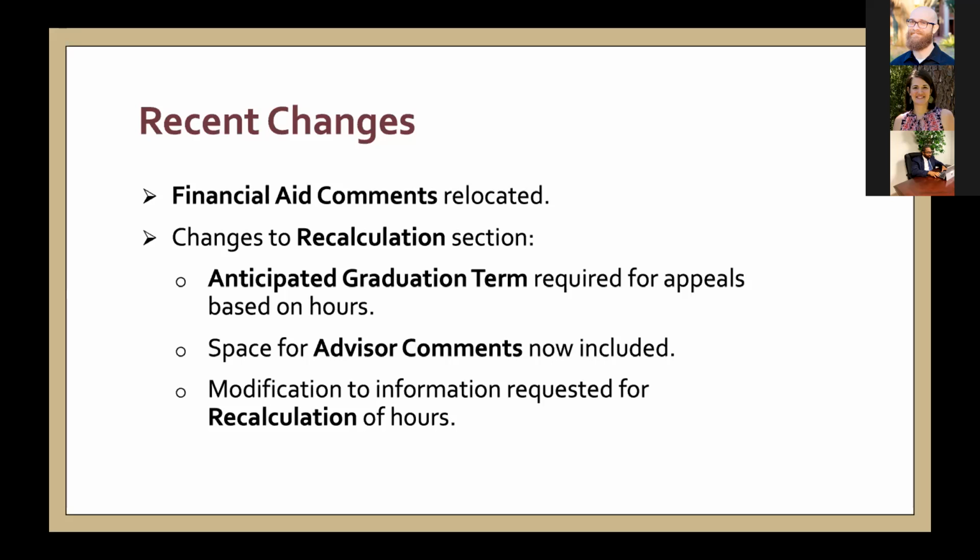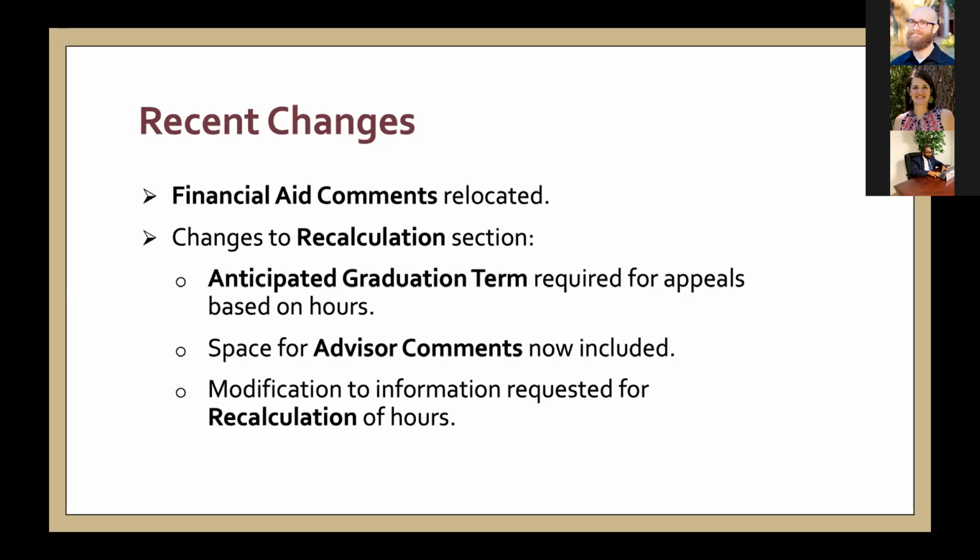The other changes listed below are all in relation to the recalculation section of the form. This is the section used for the students who are appealing based on hours. So this is not including the circumstance appeals that have the academic plan component. That part really hasn't changed. These changes are just for the recalculation section for the appeal of hours.